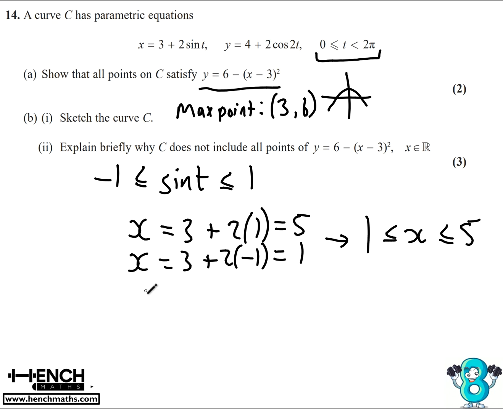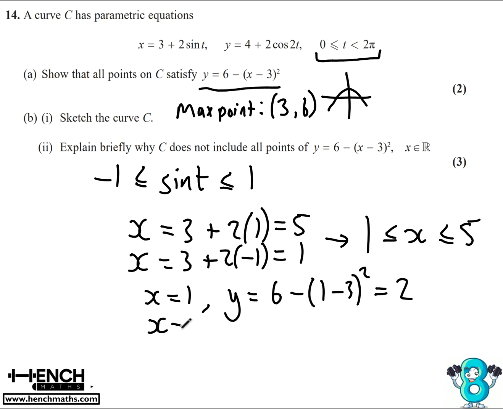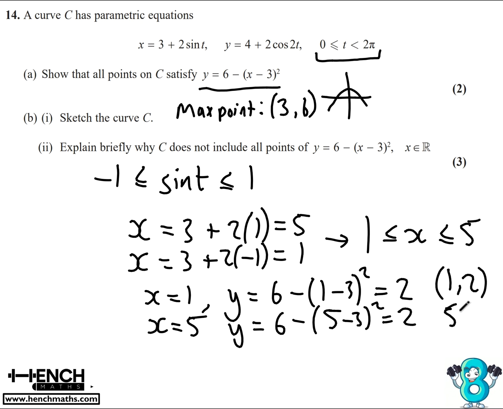So when x is 1, what would y be equal to? I'm going to use 6 minus (1 minus 3) squared. That makes 1 minus 3 equal to negative 2, squared is 4, so y is 2. And if I put x equals 5 in here, y will be equal to 6 minus (5 minus 3) squared, which again is also 2. So we've got (1, 2) and (5, 2) as our start and end points, and we also know the maximum is at (3, 6). So that's going to allow us to draw our sketch.